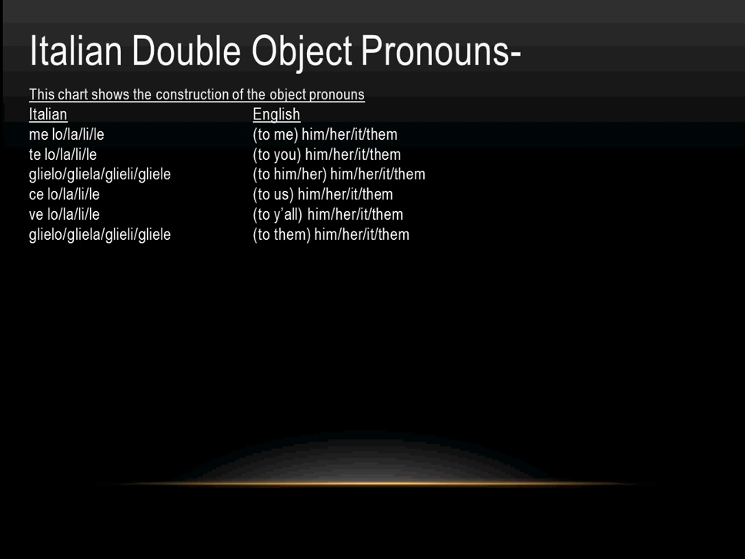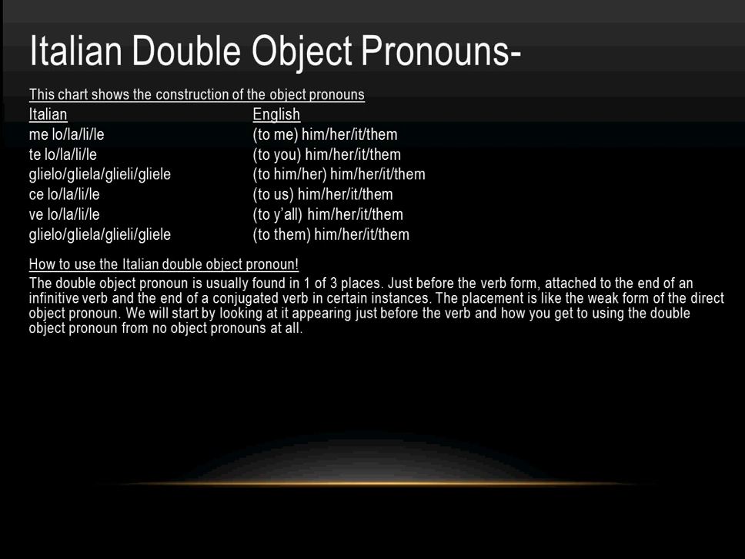Now how do these translate? Okay, well if I had me lo, it would be to me or for me, and the lo would be either him or it. If I had ce la, ce would be to or for us, and la would be her or it. If I had glieli, then glie, gli, all one word. The glie is going to be him, her, or them, to him, her, or them, or for him, her, or them. And the li is them, the direct object.